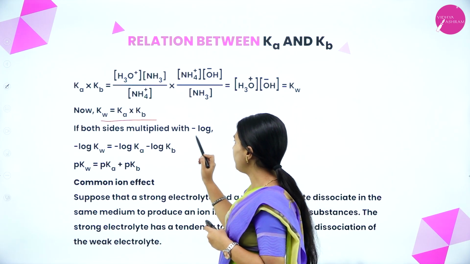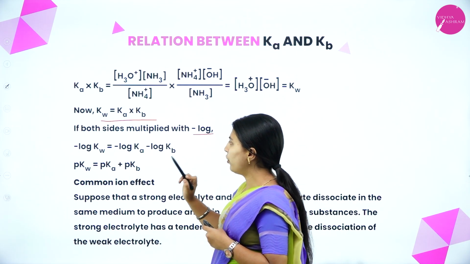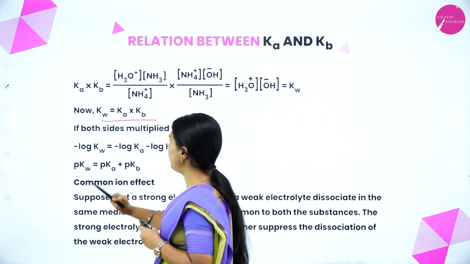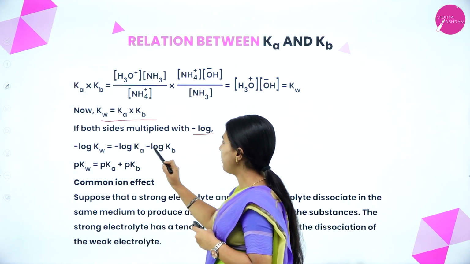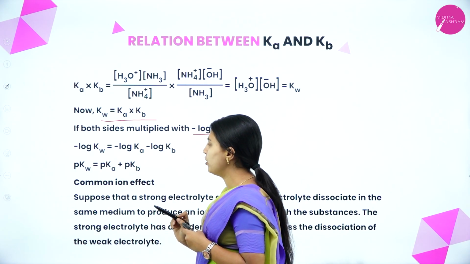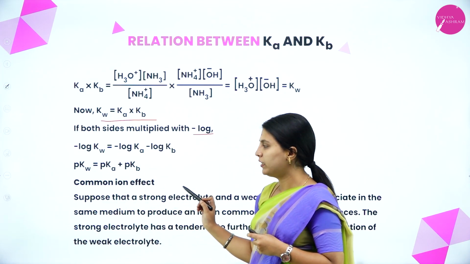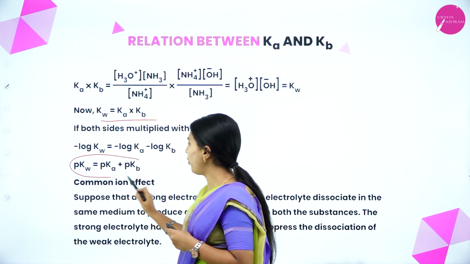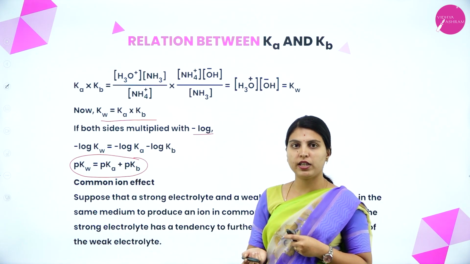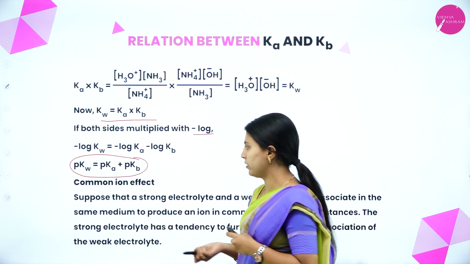If both sides are multiplied with minus log, what will happen? Minus log Kw equals minus log Ka minus log Kb. So pKw equals pKa plus pKb. This formula is also very important for your numericals as well as your competitive examinations.